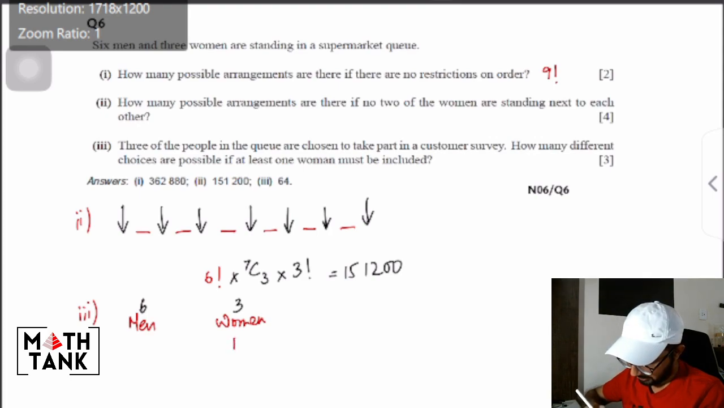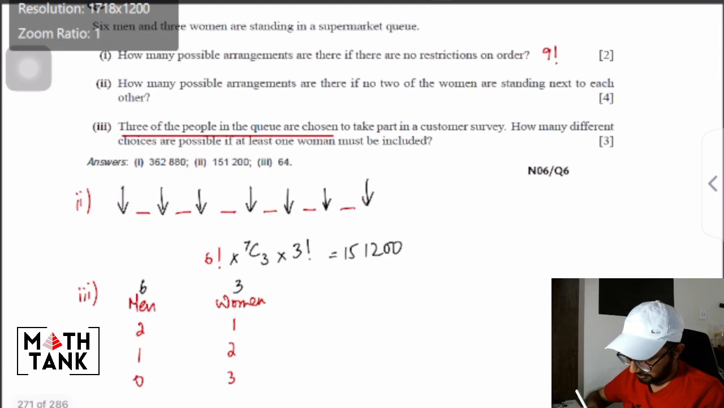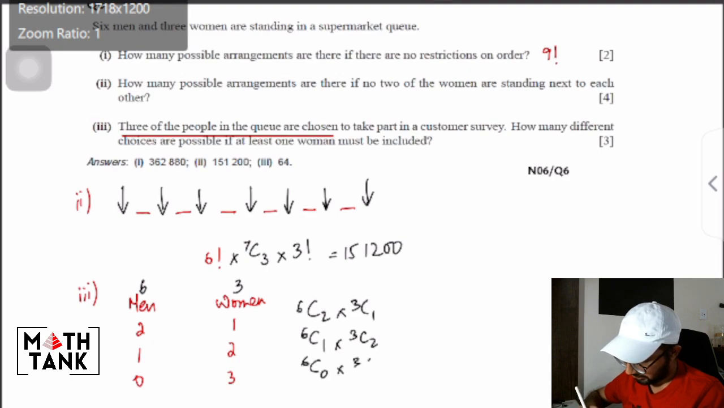So 1 woman and 2 men, because 3 is the total, 3 of the people in the queue are to be chosen. Okay, so there could be 2 men and 1 woman, 1 man and 2 women, and 0 men and 3 women. So I get 6C2 and 3C1, 6C1 and 3C2, and 6C0 and 3C3.